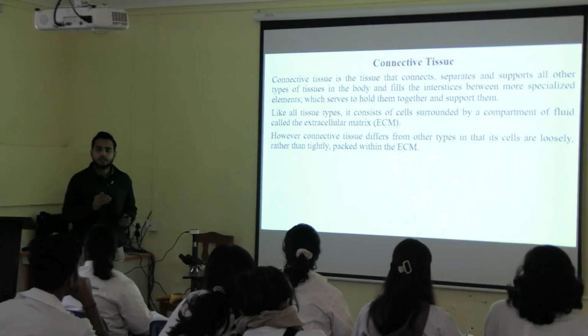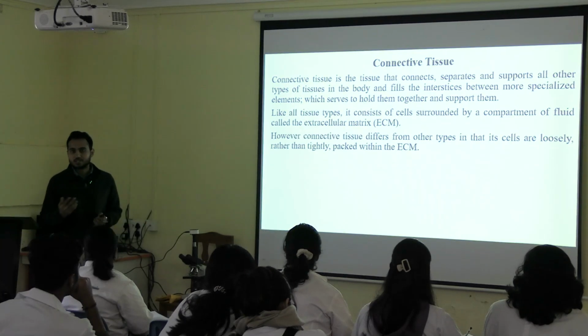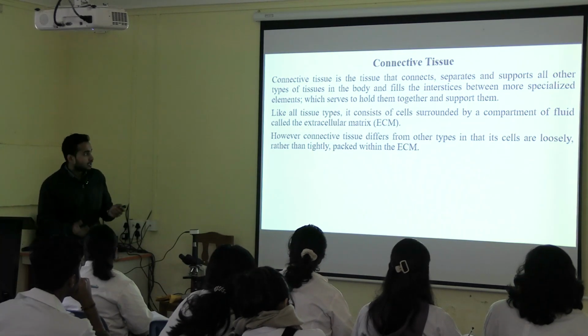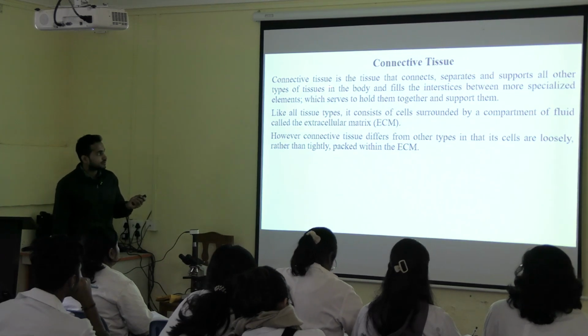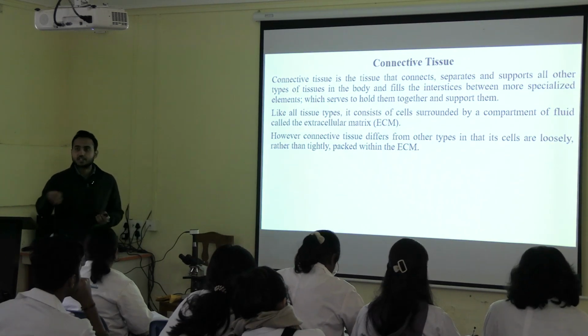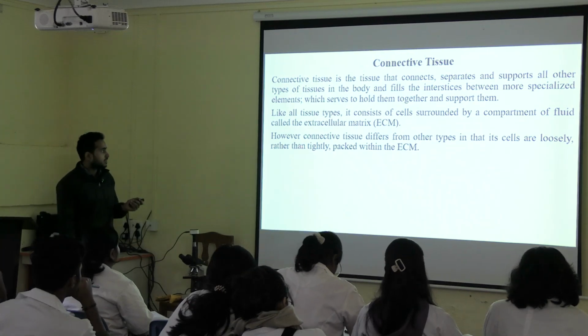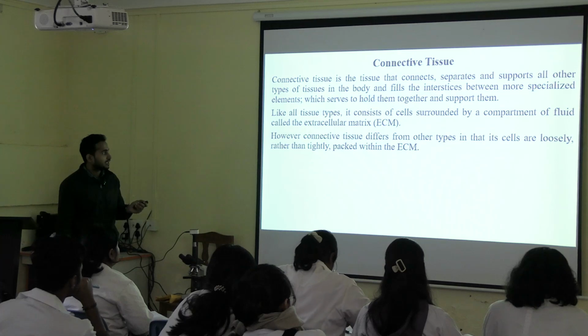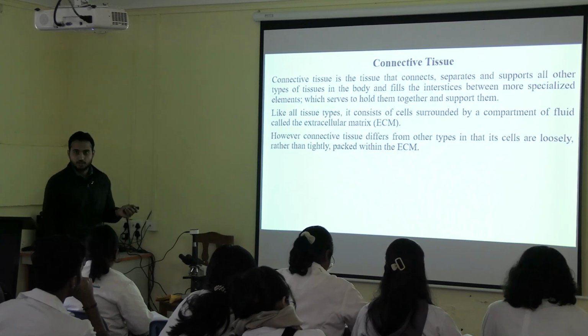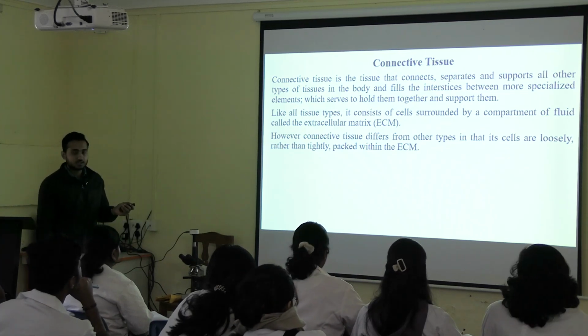So it has an extracellular matrix, also called ground substance, which has gel-like consistency, and this will surround the different types of cells which are present around it. Next, the connective tissue differs from other types of tissues in that the cells are loosely arranged. Now, what is the meaning of this?